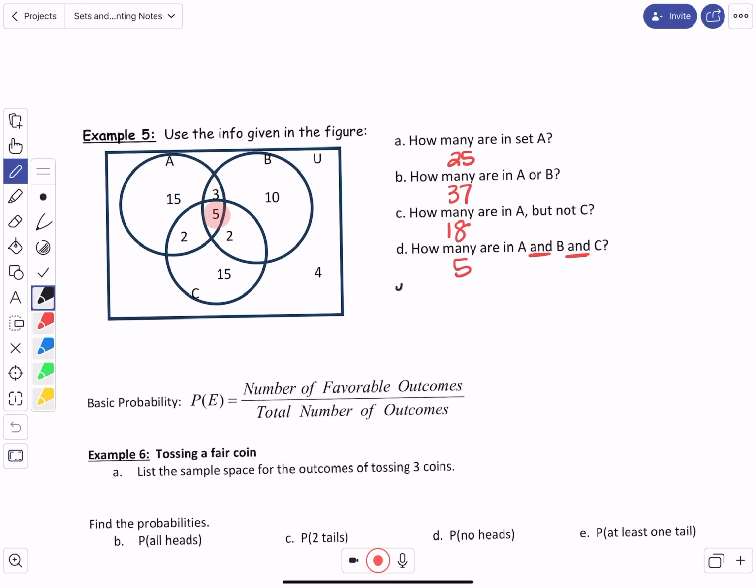Okay, I'm going to add a question. How many are not in A and B and C? And I guess I should have wrote that out. But once again, emphasis on the ands here. And it would be the 4 that's outside.